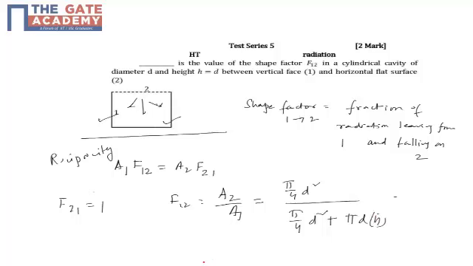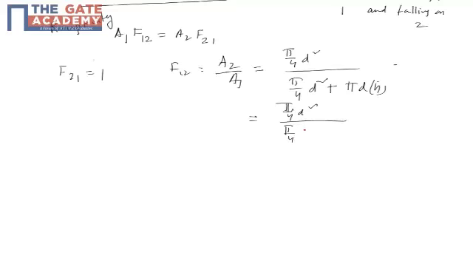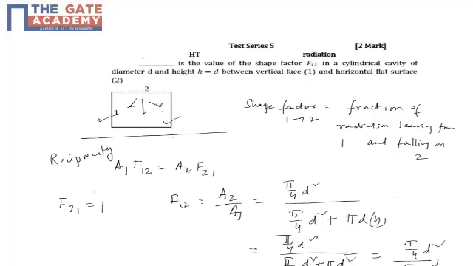Okay, but it's also given that h is equal to the diameter, so it's pi by 4 d square in the numerator, and the denominator is pi by 4 d square plus pi d square, since h is d. So in the denominator you have 5 by 4 pi d square, and in the numerator you have pi by 4 d square. So basically you get 1 by 5, and the answer is 0.2.